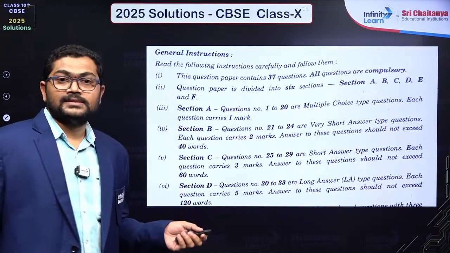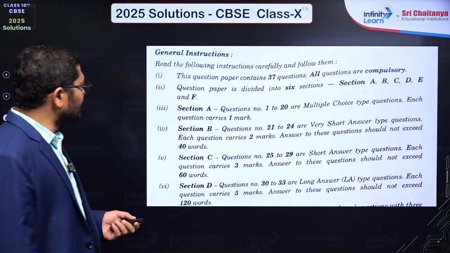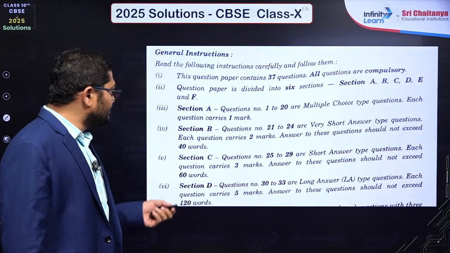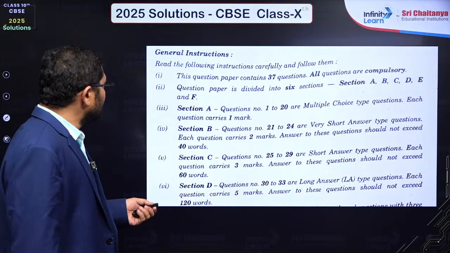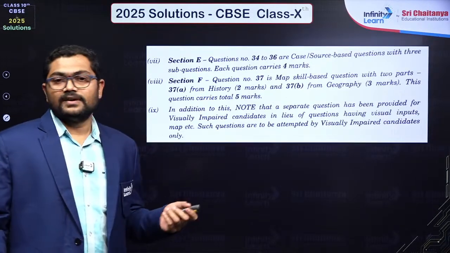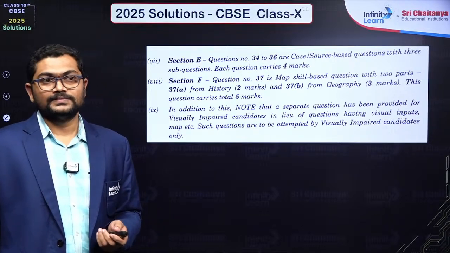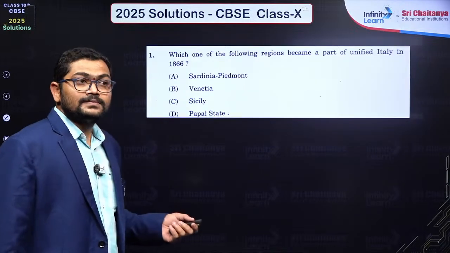I guess everybody knows about this question paper pattern. We are going to have 20 MCQs, then 4 very short answer questions, then 5 short answer questions carrying 3 marks each, then the long answer questions. Next we have case or source based questions, and finally the map pointing. So let's see the question.